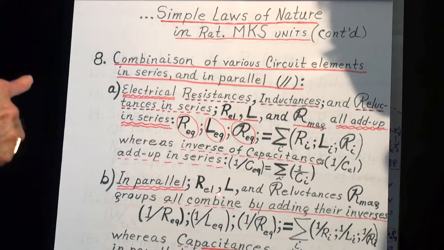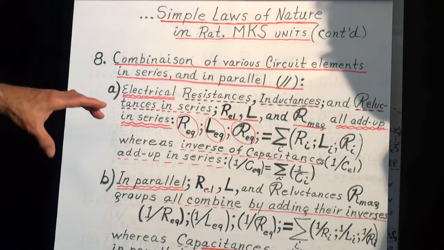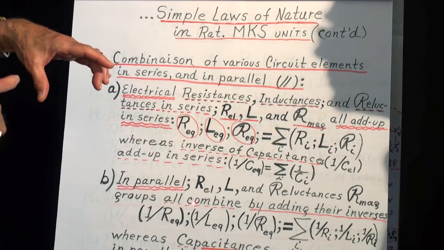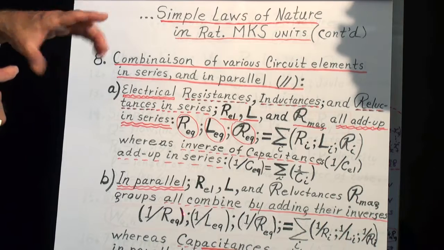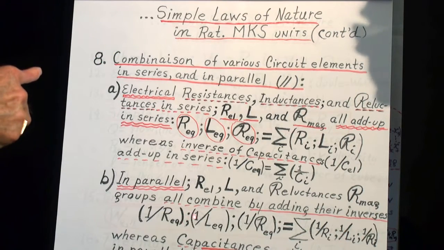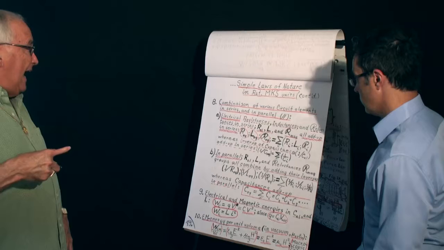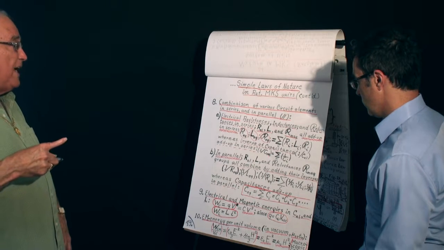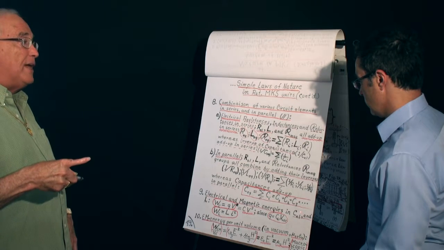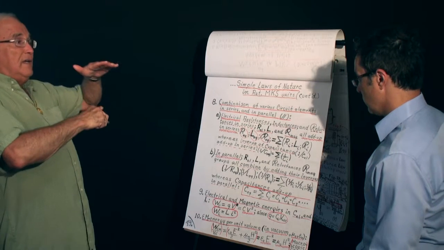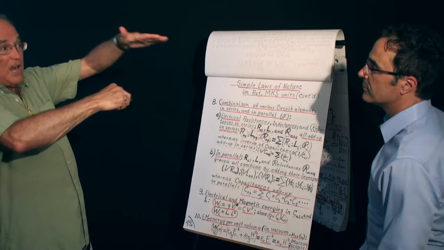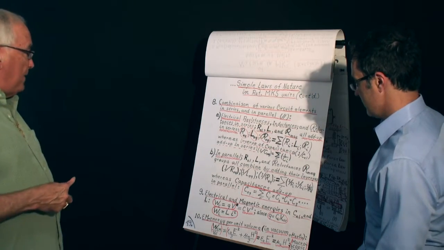In parallel, when you have two components in parallel, suppose you have two resistances of the same value in parallel, the equivalent resistance of the two will be half of the resistance because there are two places for the current to flow. So in parallel, for the resistance, inductance, and reluctance, it's the inverse of this value that adds up. And in parallel, the capacitance, which behaves bizarrely here, just adds up, because in parallel, the more capacitors you have, the more charge you can hold. So it adds up in parallel.